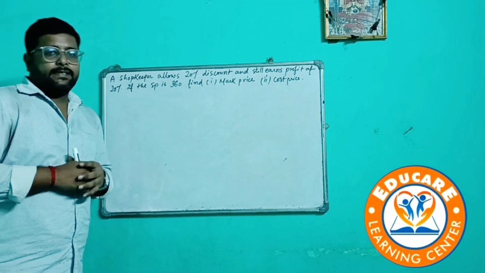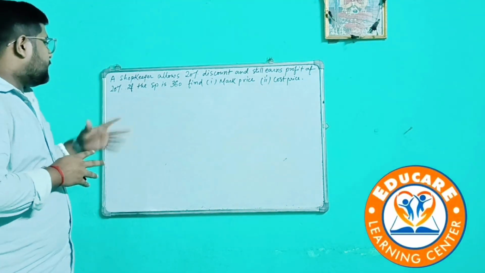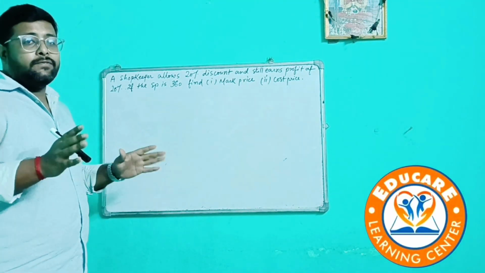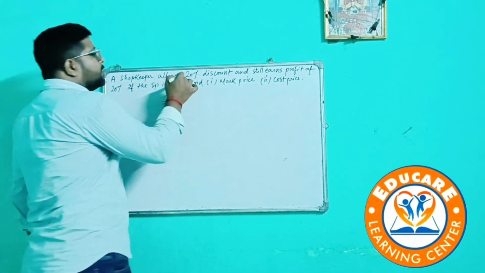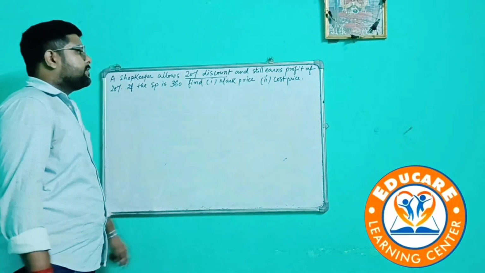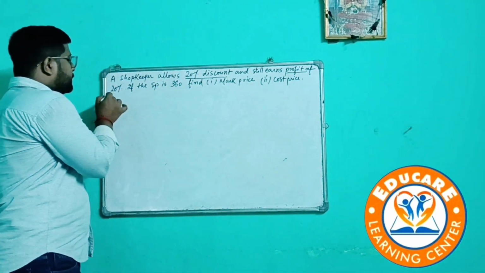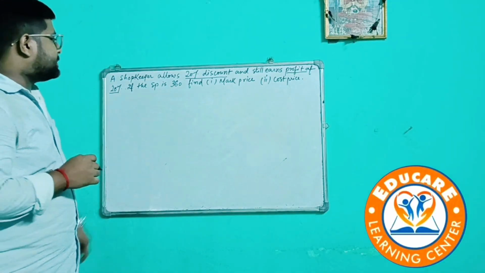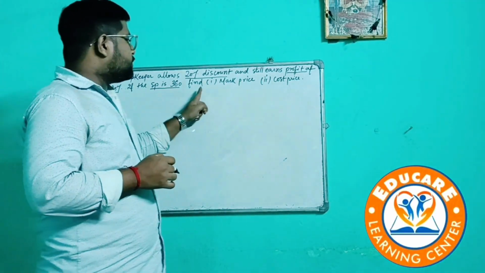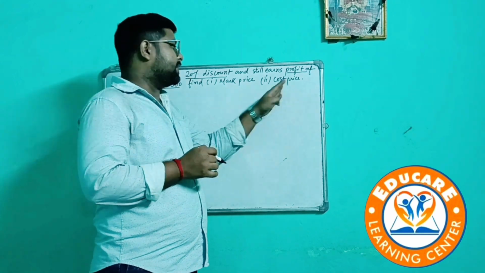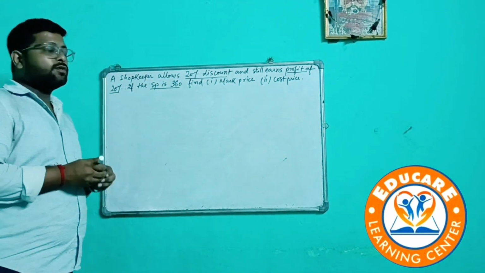Today our topic is profit and loss including discount, and we have got a question which is actually very interesting. It says a shopkeeper allows 20% discount and still earns a profit of 20%. If the SP, which is selling price, is 360, you need to find the mark price as well as the cost price.